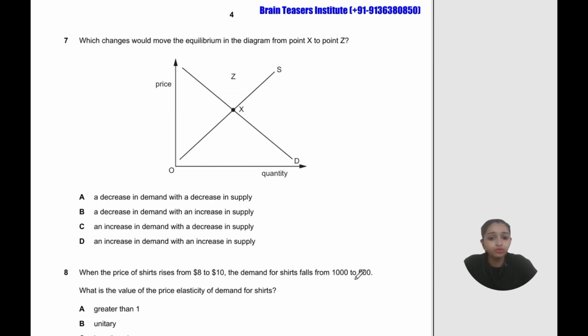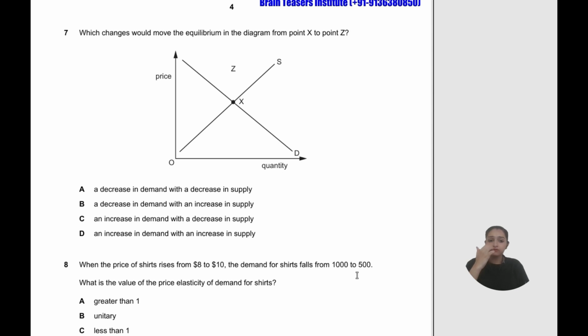Which changes would move the equilibrium in the diagram from point X to point Z? Clearly I can see that this point is here somewhere. This is my original. I need my demand curve to shift here and my supply curve to shift here. So I need an increase in demand from D to D1 and a decrease in supply from S to S2.